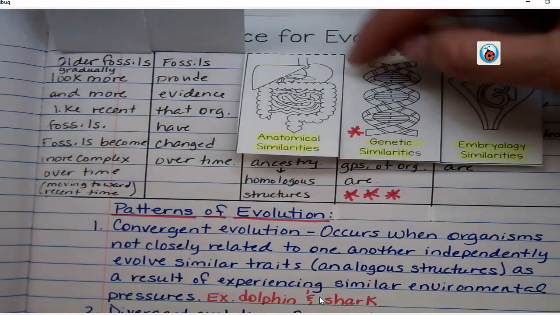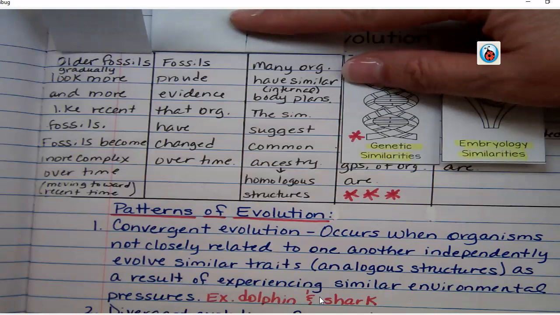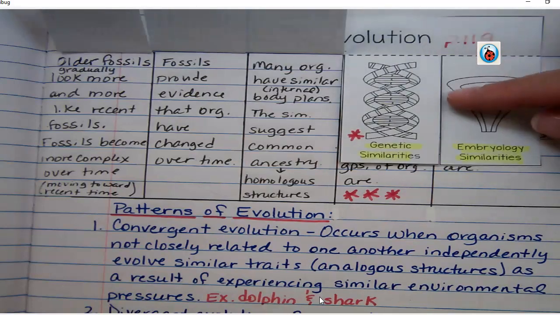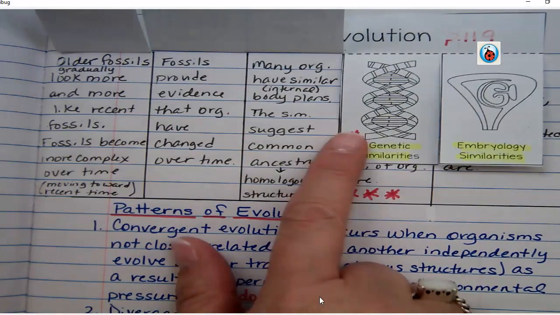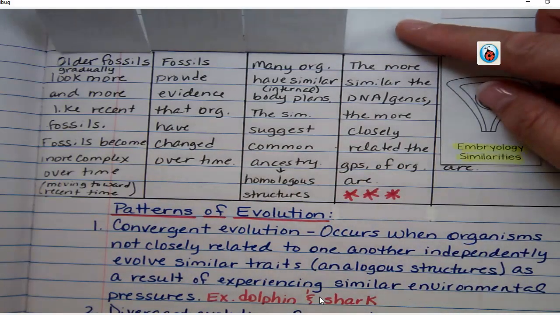Anatomical similarities. Again, many organisms have similar body plans, and I'm talking about the inside, the internal, for example, bone arrangement. The similarities suggest common ancestry, and what I'm talking about here are homologous structures. This was the forelimb example, the forelimb of the dog and the human and the whale. Again, the best evidence, so I put stars on it, are genetic similarities. So again, the more similar the DNA or the genes, the more closely related the groups of organisms are.